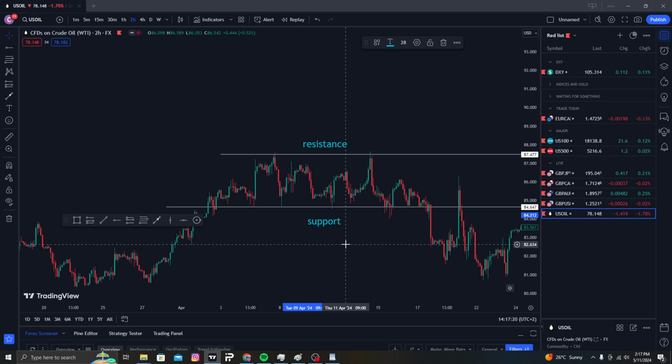Support, right? This is what we call basically support and resistance. This is a level that price is struggling to break. This is also a level that price is struggling to break, but at the lower part of the graph, at the highest level of the graph, right? Price is always struggling to break this level.